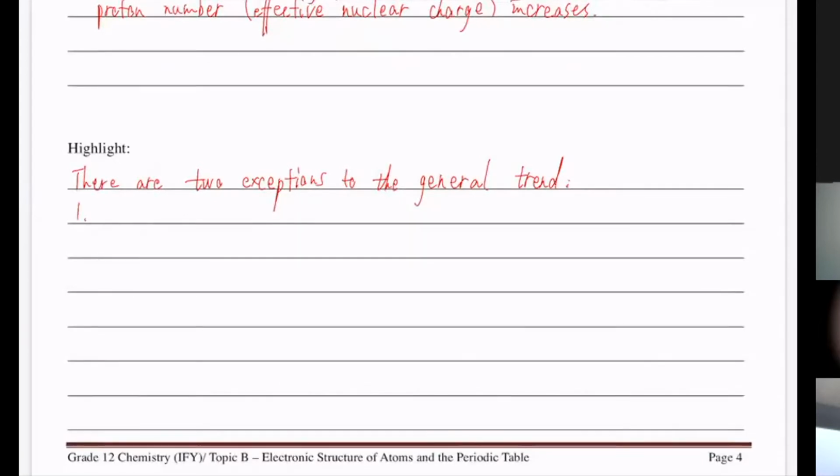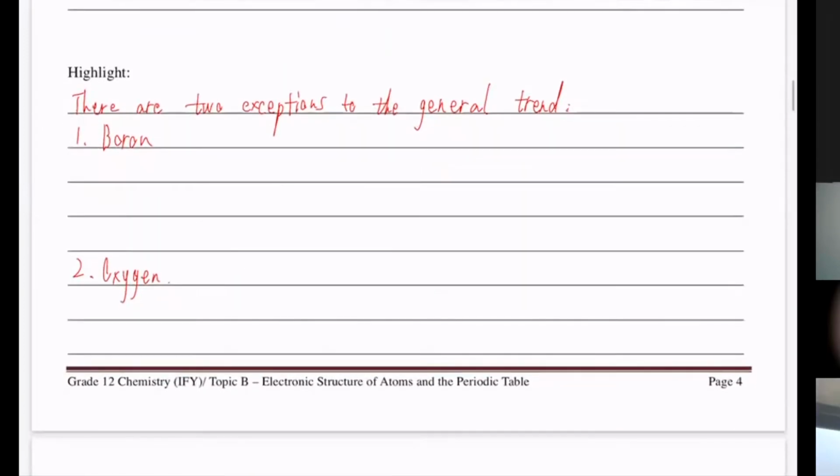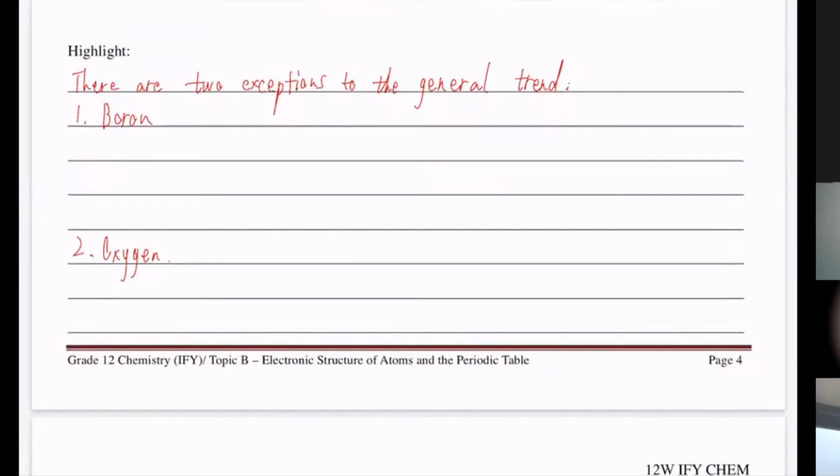Okay, so one is boron. The second one is oxygen. Now, without introducing the subshells, we would not be able to explain that. So I'll leave this part for later. Okay, later we're going to come back to this.